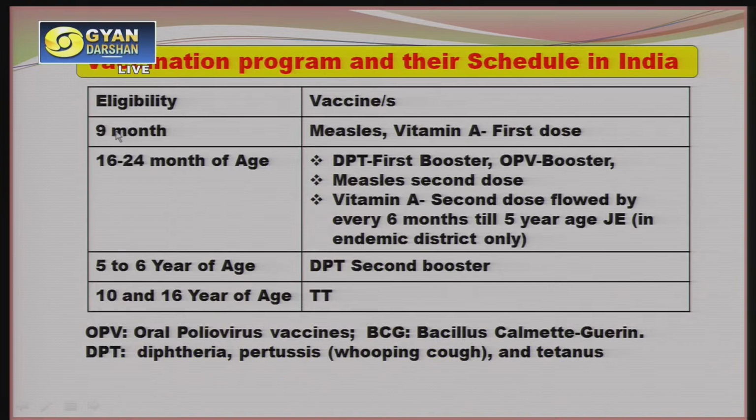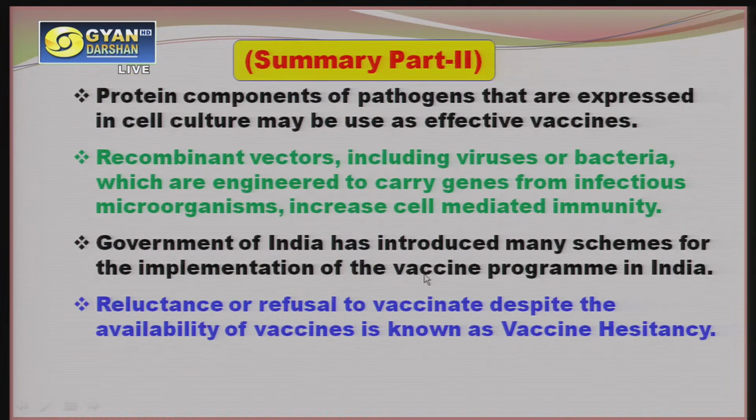And another is after 9 months, measles and vitamin A first dose. At 16 to 24 months of age, DPT first booster and OPV booster dose. So these are the various schedules of the vaccines.